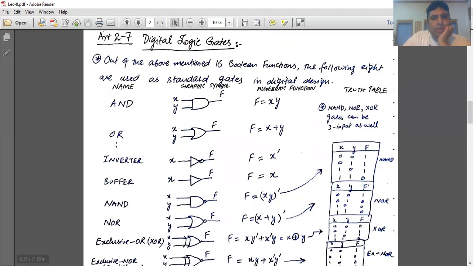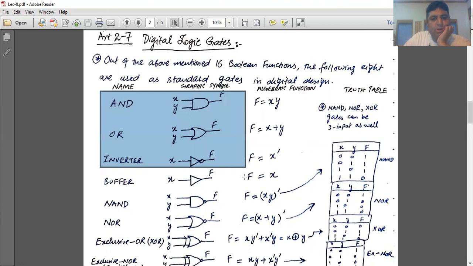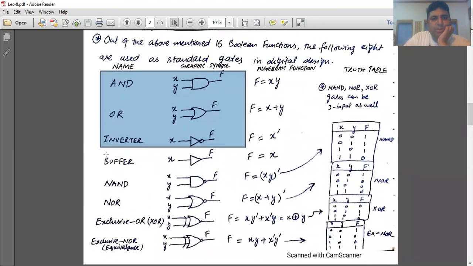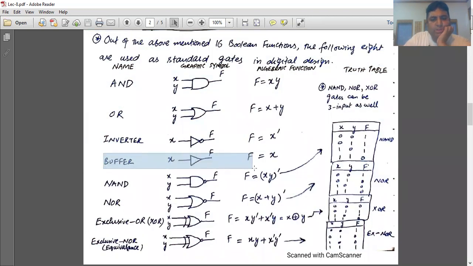Digital logic gates: we have seen the first three gates already, AND gate, OR gate, and NOT gate. We have already covered that. And the buffer gate basically simply gives x, F is equal to x. Whatever is input is transferred at the output. So the buffer gate does nothing. It simply transfers input to the output.